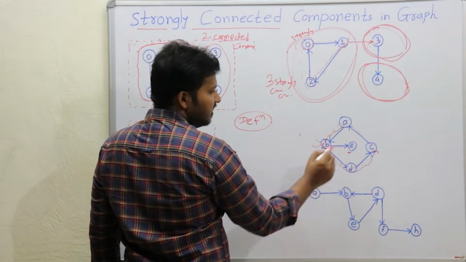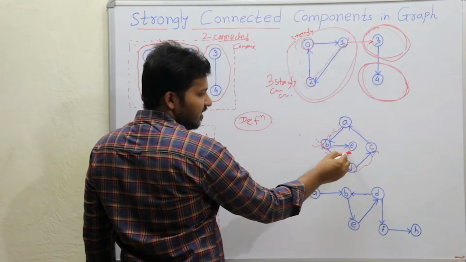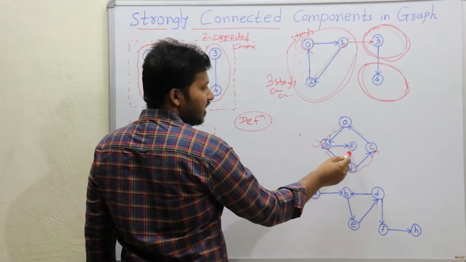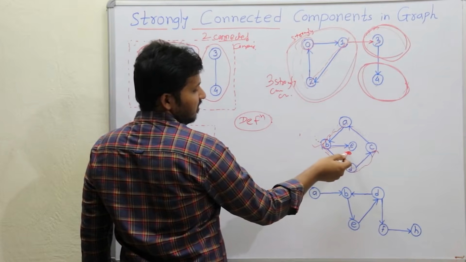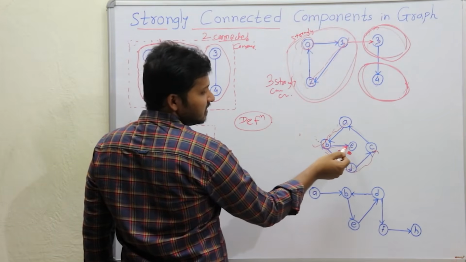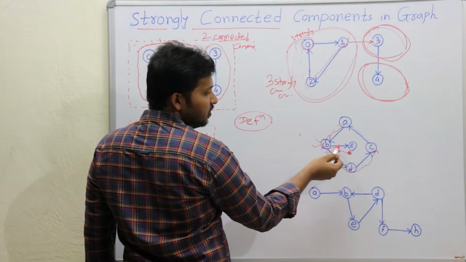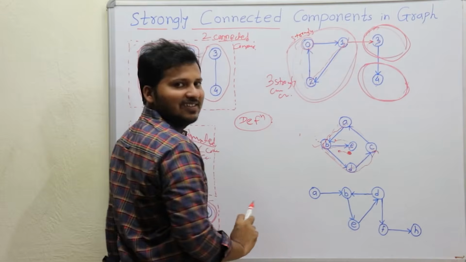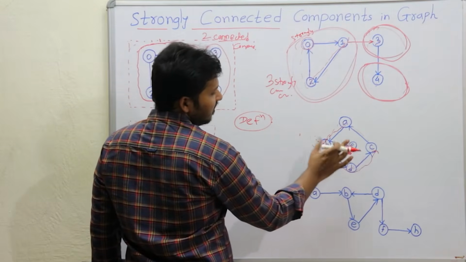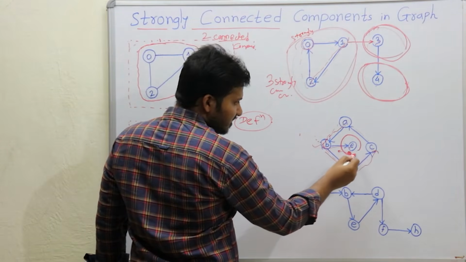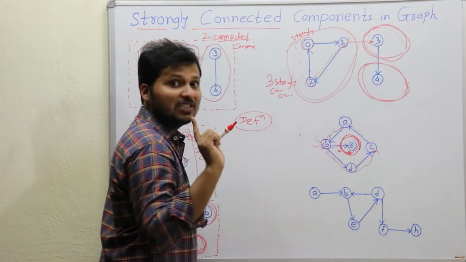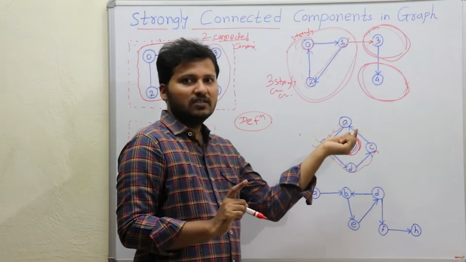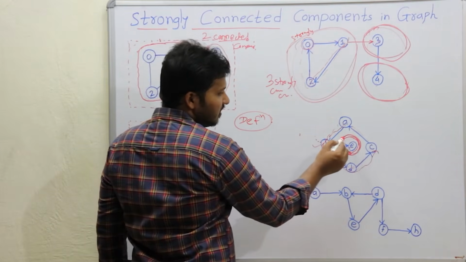But vertex E, see, everyone can reach vertex E. Everyone can reach vertex E, but E cannot go to any other vertex because this edge is unidirectional. It is only to vertex E. There is no reverse edge here. So vertex E becomes a single component because it does not satisfy the property. The property is every vertex should reach every other vertex. Okay? So this is one single component.